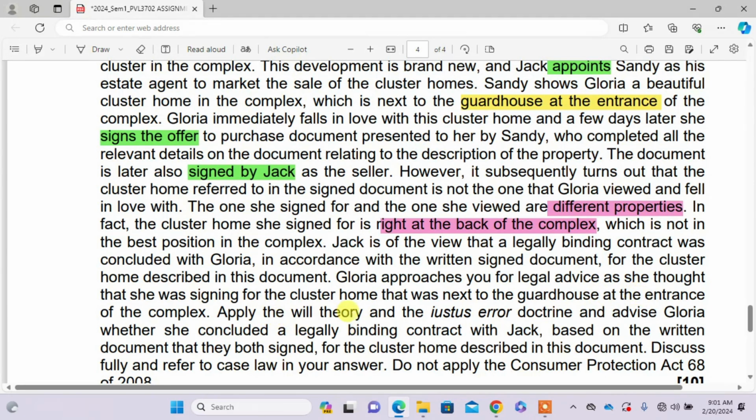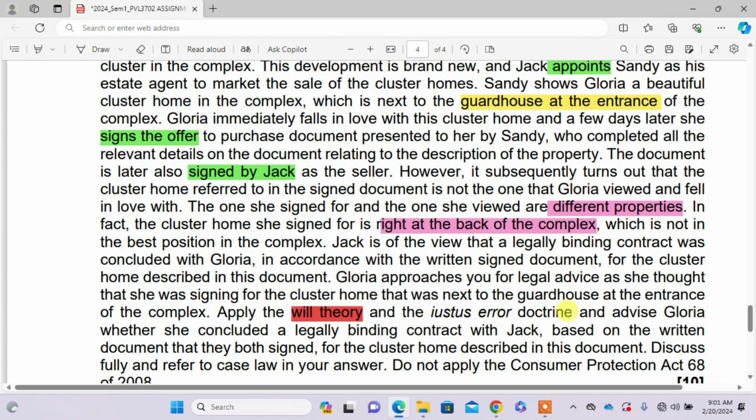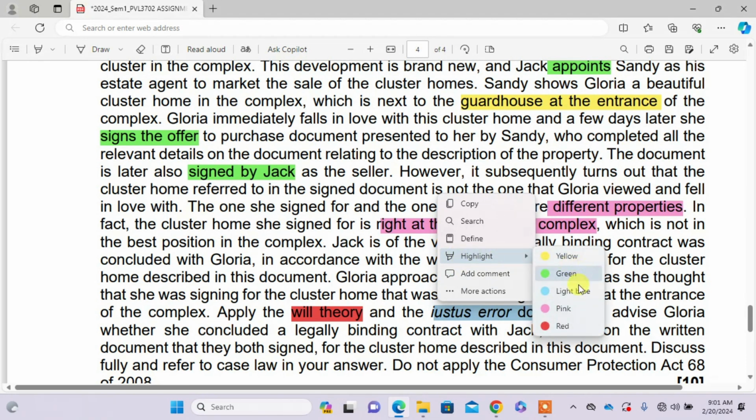Apply the will theory. So we are going to apply the will theory. Let's put down, in red, the iustus error doctrine.